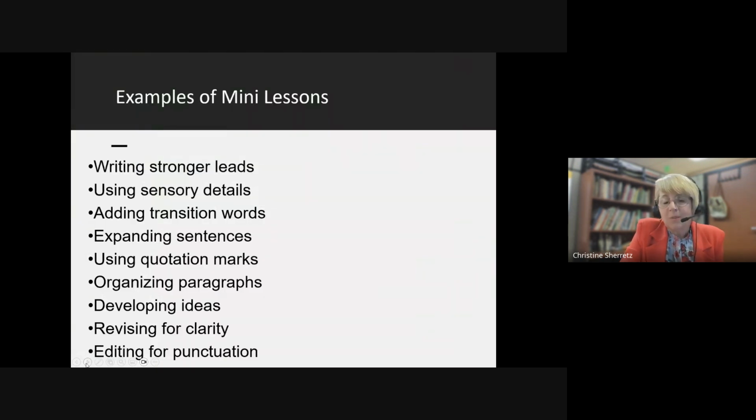I just put lots of different ideas that you could do for a writing lesson. You could only talk about good leads, or you could talk about sensory details, adding transition words. How do we expand a sentence? How do we use quotation marks? How do we organize our paragraph or develop ideas? How do we revise? How do we edit? But it needs to be small.